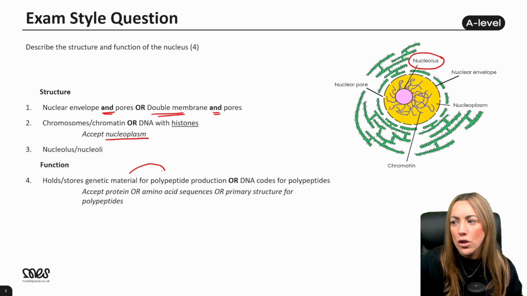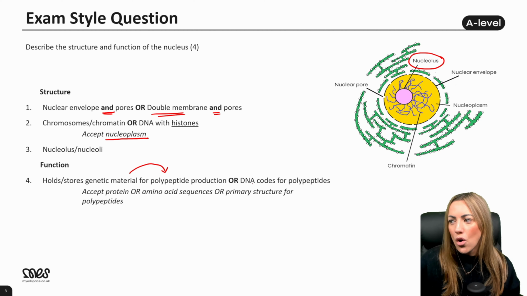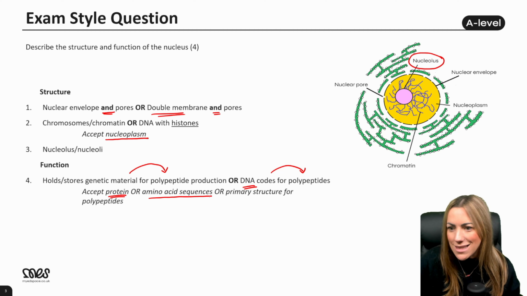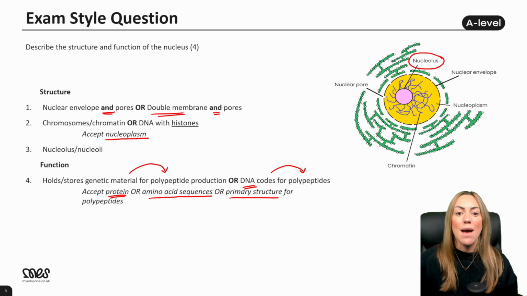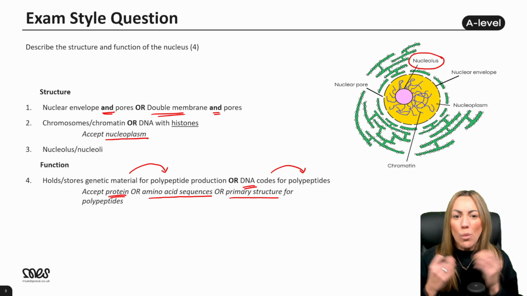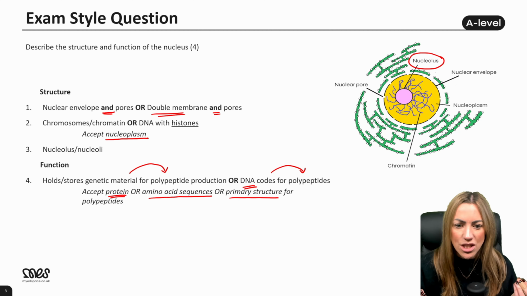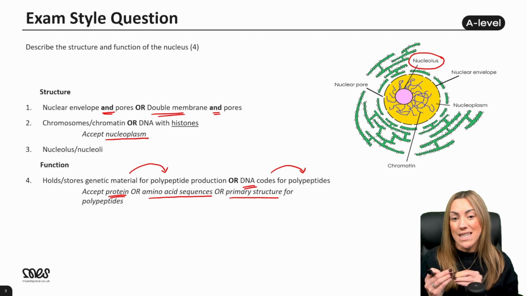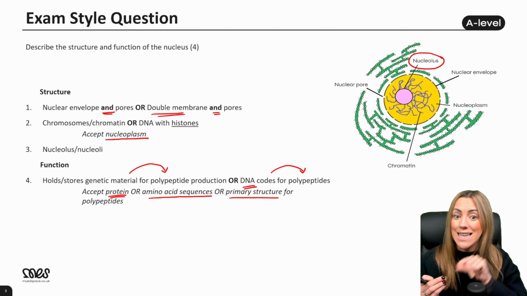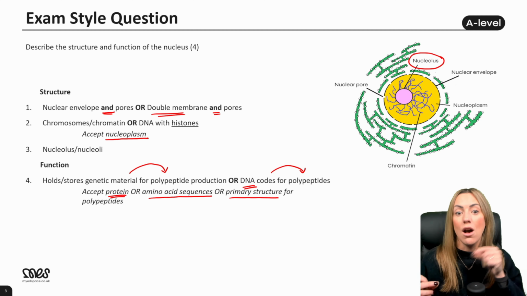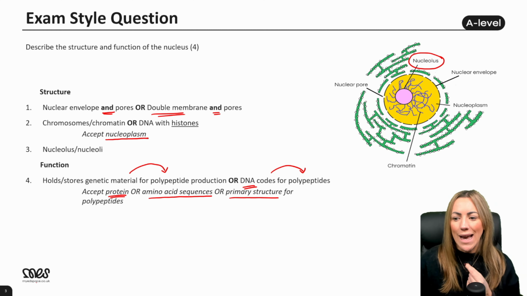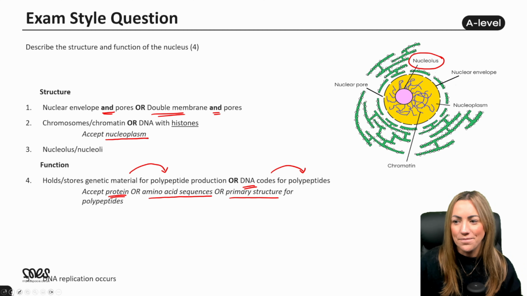Well, it codes for polypeptide production, or the DNA codes for polypeptides, or the DNA codes for proteins, or the amino acid sequence, or the primary structure, because the primary structure of a protein is just the order of amino acids. But we need to give them something. Don't just say it contains genetic material, okay? That genetic material is DNA, and DNA determines the order of amino acids in a protein, or the primary structure of a protein. Okay, so give your A-level knowledge, don't just stick to GCSE.